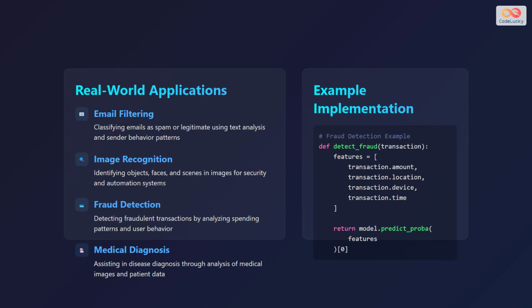Let's explore some real-world applications of classification. First, in email filtering, we classify emails as spam or legitimate using text analysis and sender behavior patterns. Second, in image recognition, we identify objects, faces, and scenes in images for security and automation systems. Third, in fraud detection, we detect fraudulent transactions by analyzing spending patterns and user behavior. Fourth, in medical diagnosis, we assist in disease diagnosis through analysis of medical images and patient data.